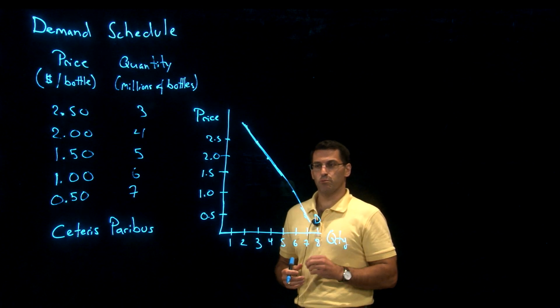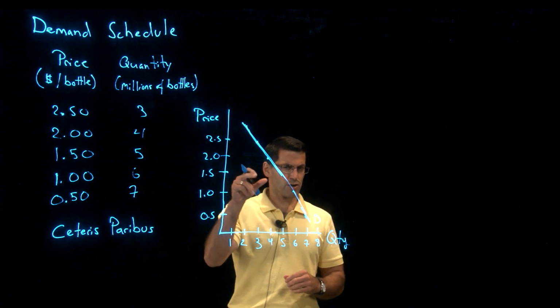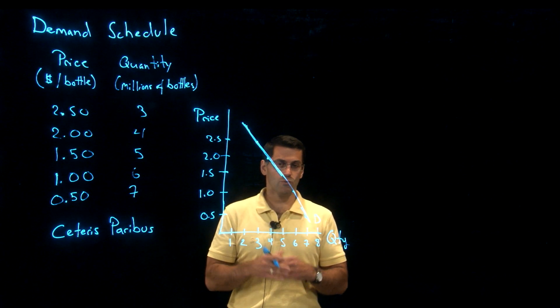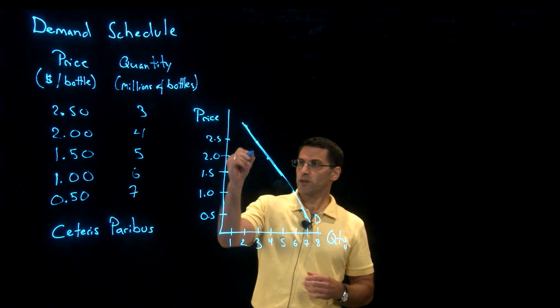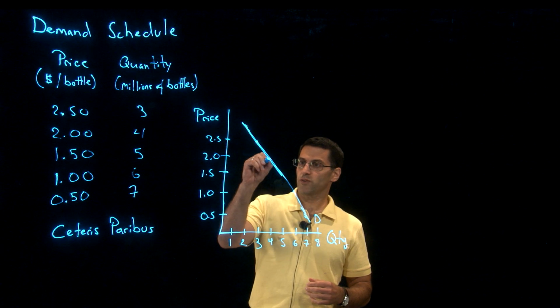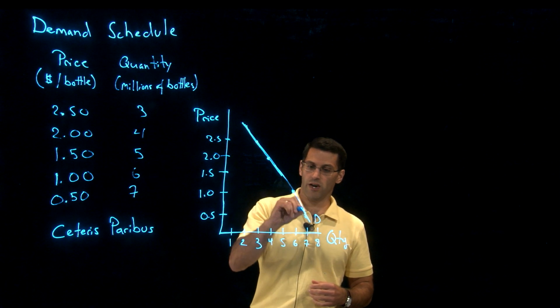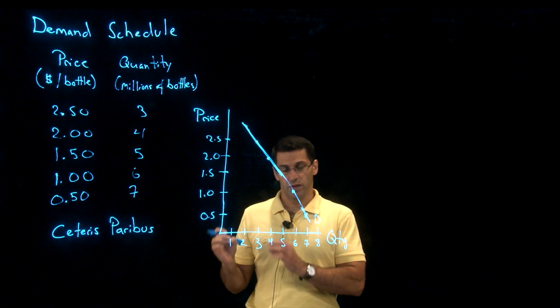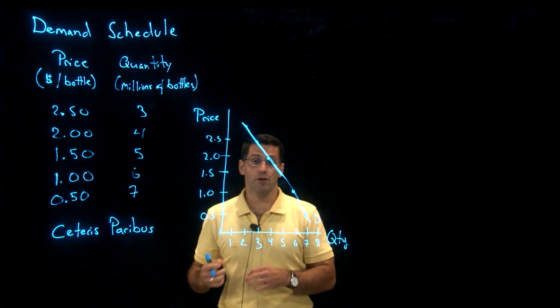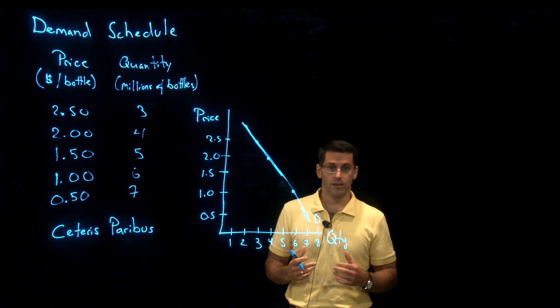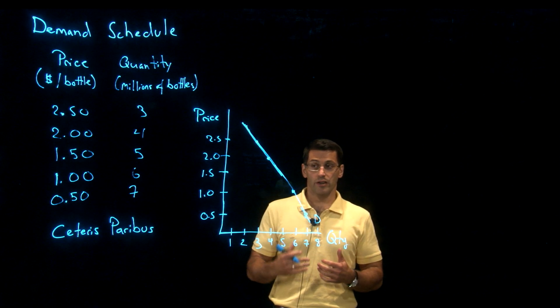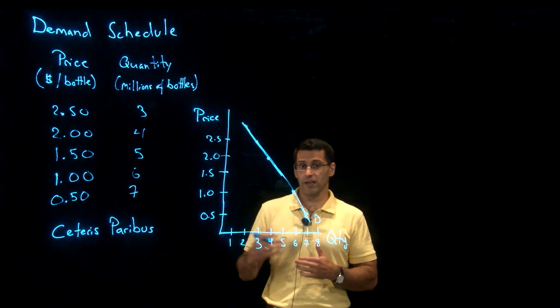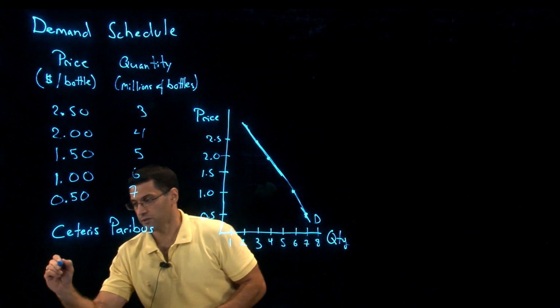Now, the other thing we always point out here is the fact that this demand curve is downward sloping. Right? And so what does that mean? Well, that means that as the price drops, we go from $2.50 to $2, all the way down to $1, and then down to 50 cents. The quantity demanded, right, the number of bottles that people will want to buy is increasing. Right? And as the price goes up, people want to buy less. We call this the law of demand.